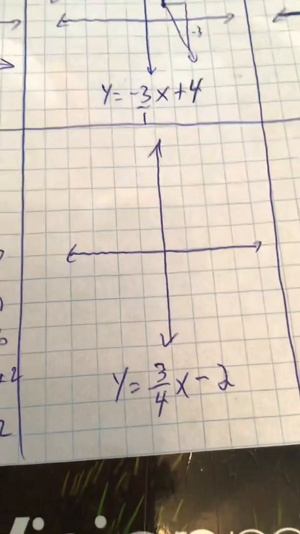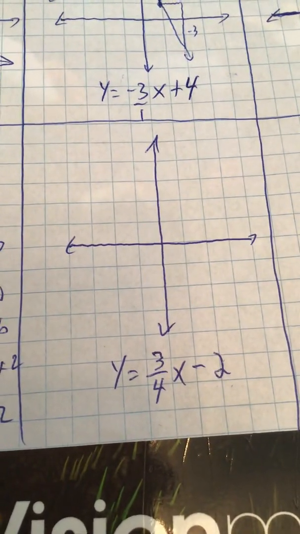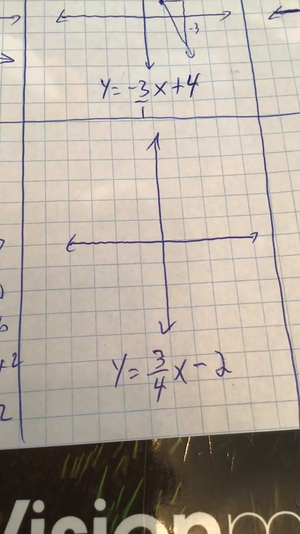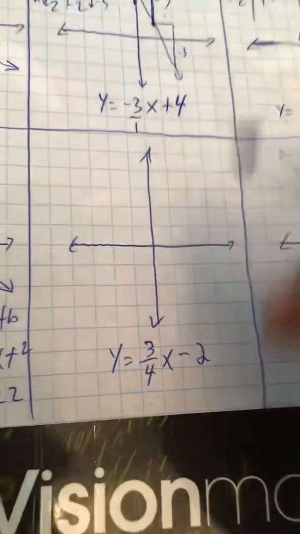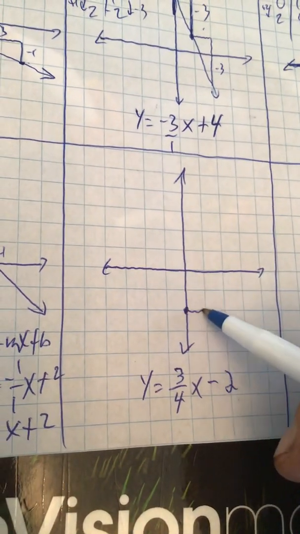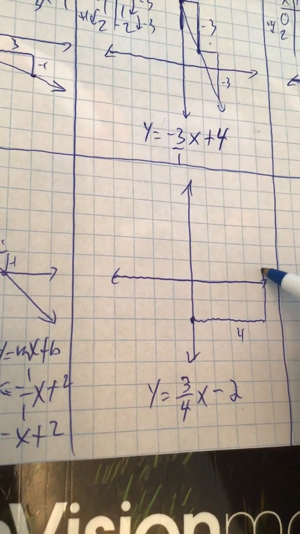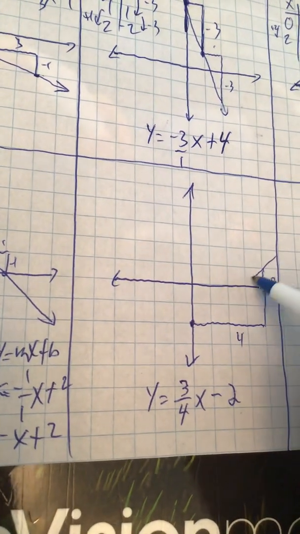Number 8, almost done here. So this time I gave you the equation, you give me the graph and the table. So hit pause, go do it. Looks like you start off at -2 and you're going to go over 4 and up 3. And there's your line.